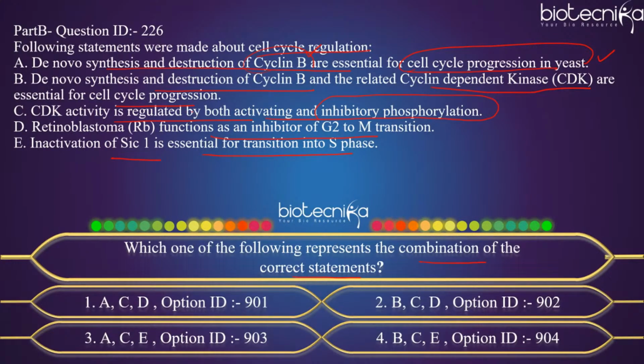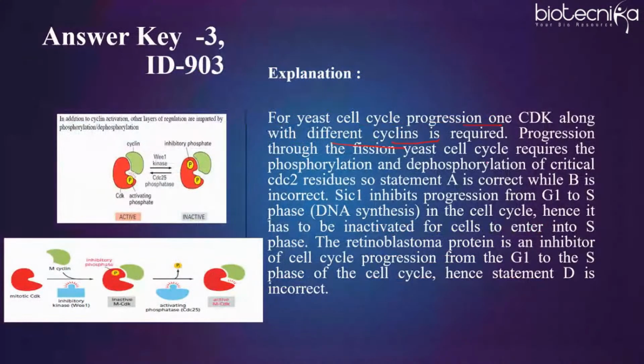Now option B says de novo synthesis and destruction of cyclin B and related cyclin dependent kinase. Each cyclin differs, but the CDK remains the same, right? So option B is incorrect. It does not have a related one. There is just one CDK along with different cyclins required. Progression through the fission yeast cell cycle requires phosphorylation and dephosphorylation of the CDC2 residue. So statement A is correct while B is incorrect.